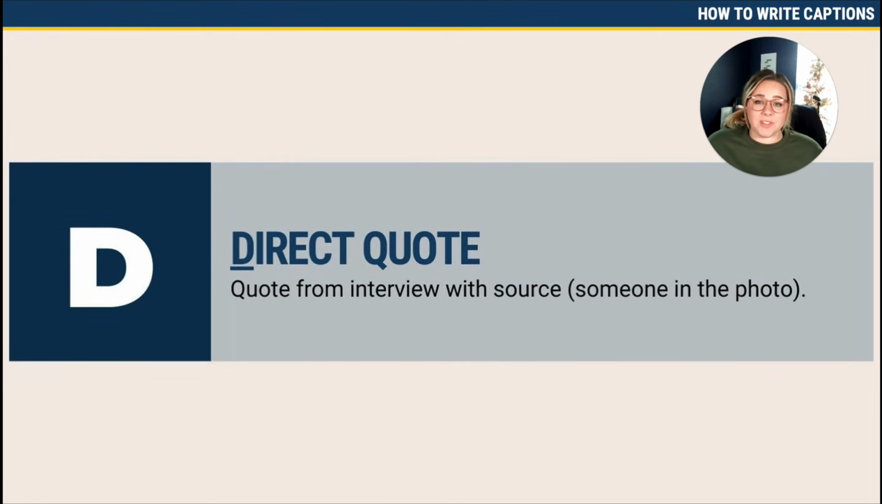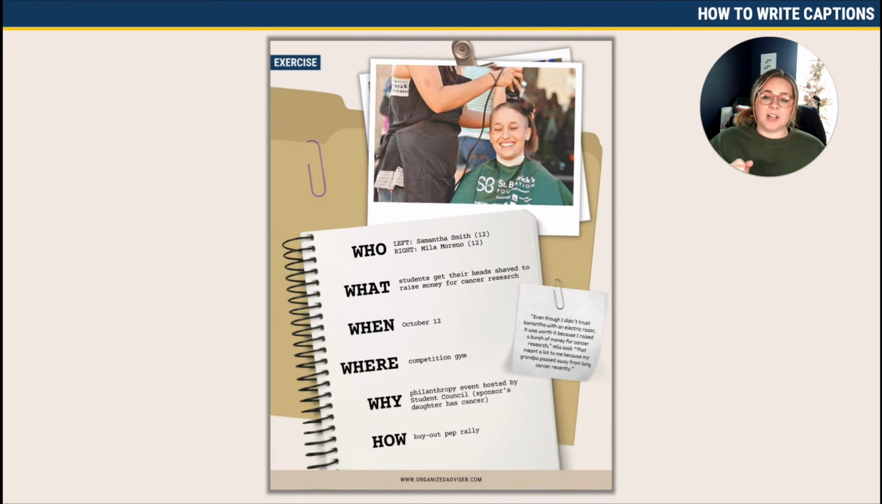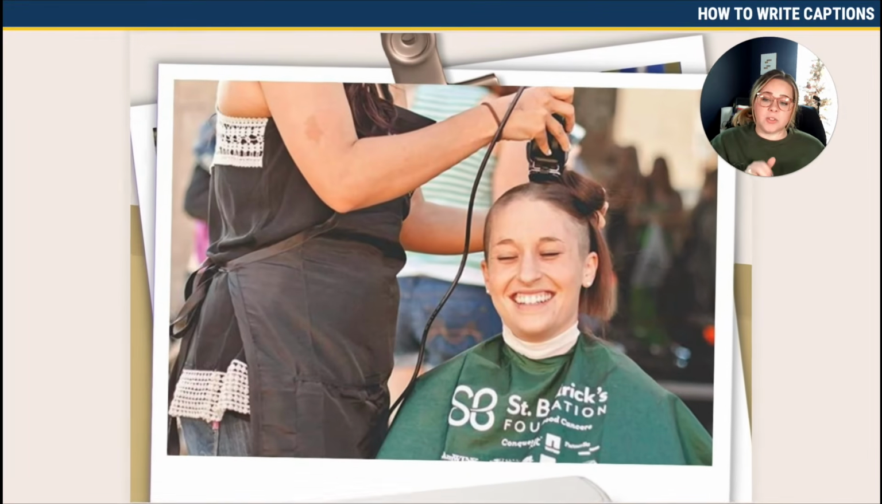And that's it. Once you've done A, B, C, and D, you have all the information you need to be able to write a really great caption. So let's try it together. We have an example. In your packet, there is a photo, and we have given you the who, what, when, where, why, and how. So we've given you all these details for this photo right here.